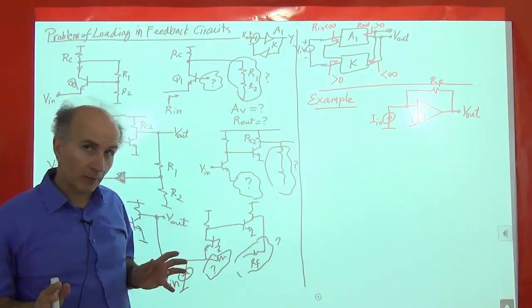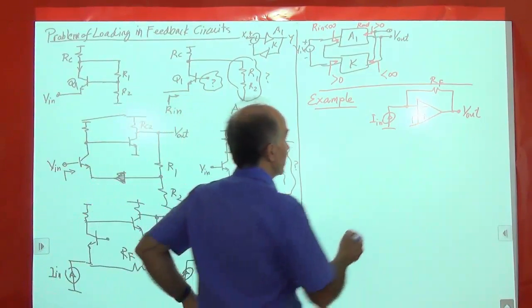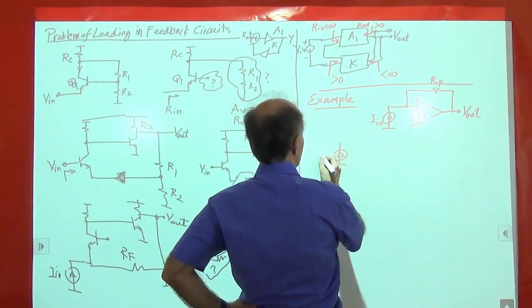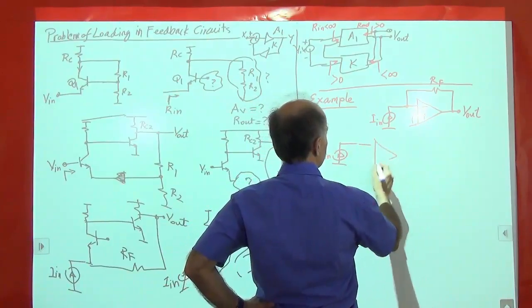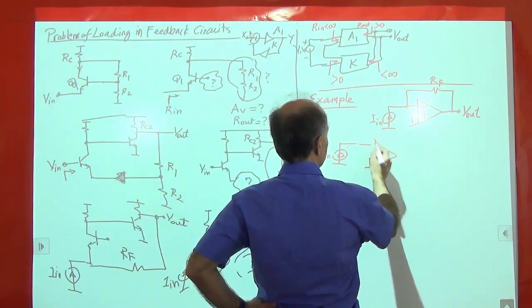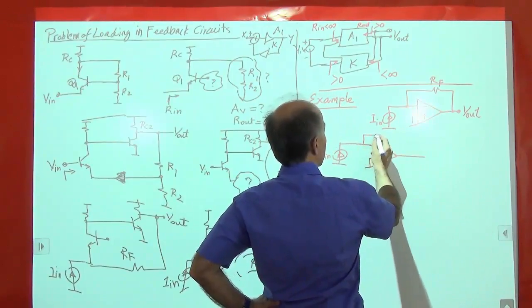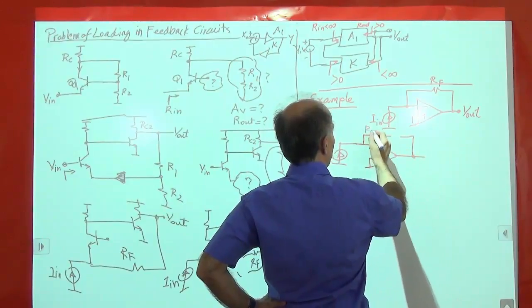Well, we have similar problems in breaking the loop, right? How do we break the loop? Okay, well, let's try to break it like this. I have I in and what do I do with RF? RF, so I open it like this, right? RF.